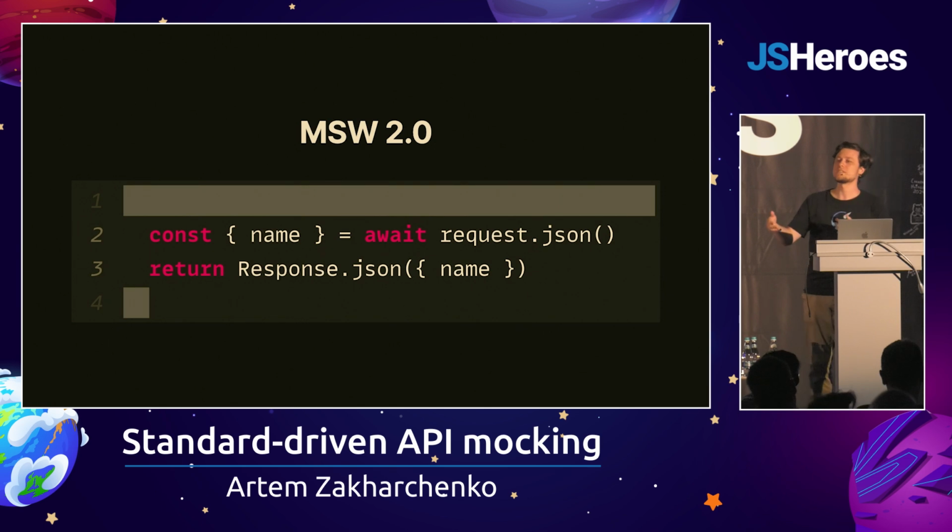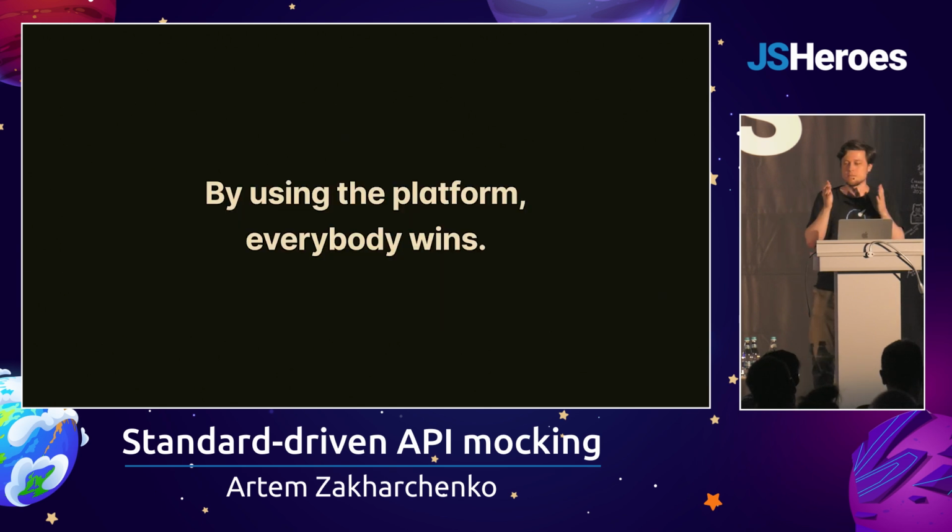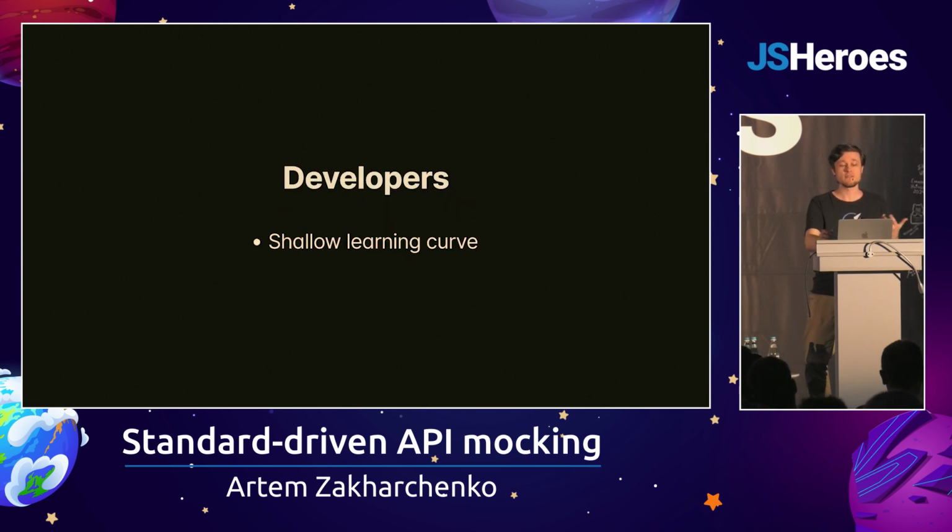And when we rolled out this API and people started using it, one thing became apparent: by relying on the platform, everybody wins. And I'm talking both about developers and also maintainers who write those tools. Developers obviously win because they have a shallow learning curve. Suddenly, you don't have to spend hours in the docs blaming the author for designing such a convoluted API that you need to remember. No, it's MDN or the spec, and that is everything you probably already worked with. That's such a joy to use.